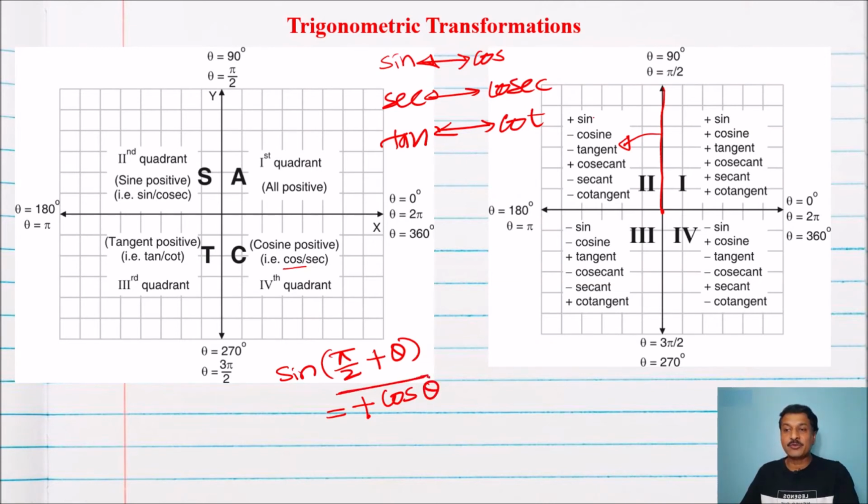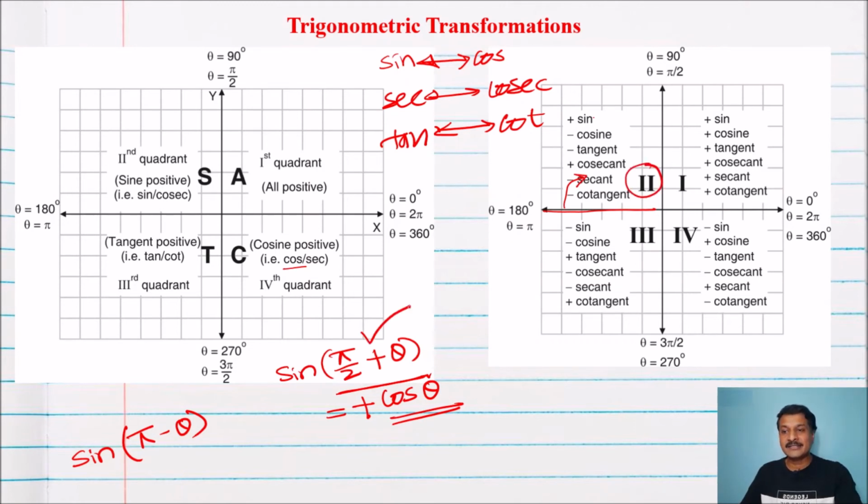Pi by 2 plus theta is in the second quadrant, and I am getting cos theta directly. But suppose I take sine of pi minus theta. Just observe: where is pi here? I am using this line now. Minus theta means before that, so it is in the second quadrant.